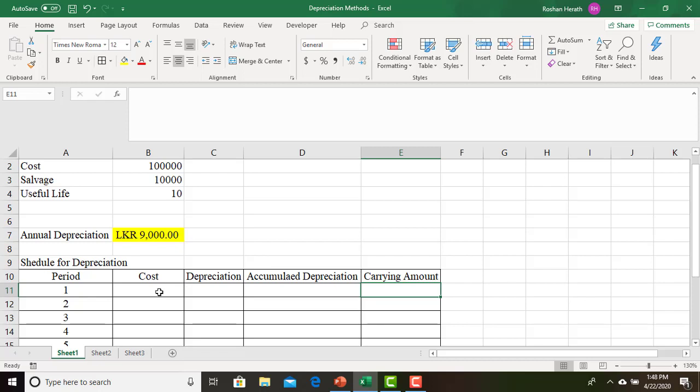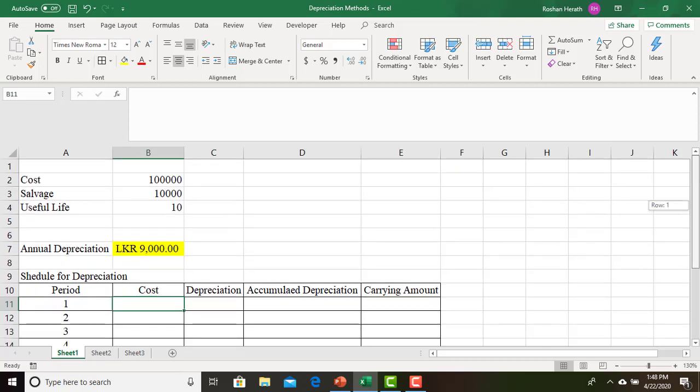So let's start with the cost. So the cost, you can easily take that. You may refer from the input area and make it constant. The depreciation, so you can compute that, or even you could have taken it from the top, but let me compute that again.